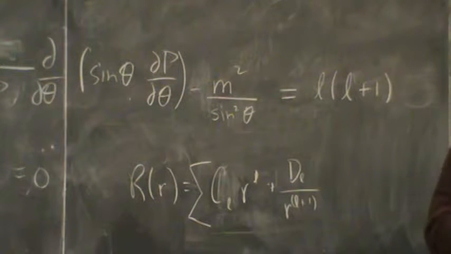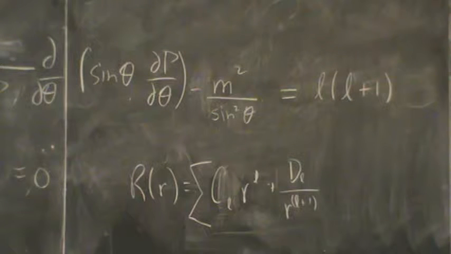What is the bound on the summation? Is it from negative infinity to infinity, or is it from 1 to infinity? It's from, let me think about it. 0 to infinity.